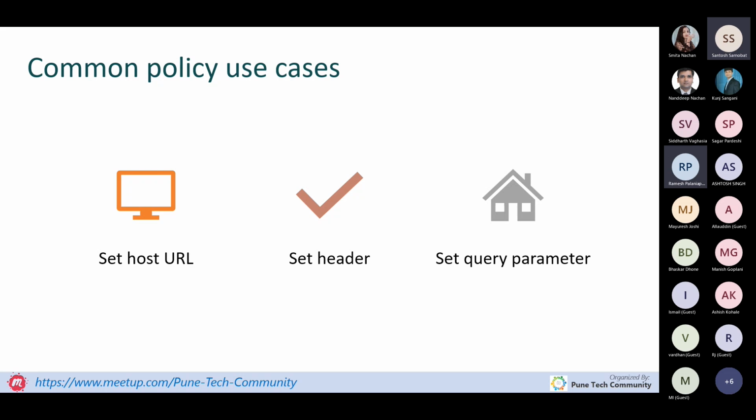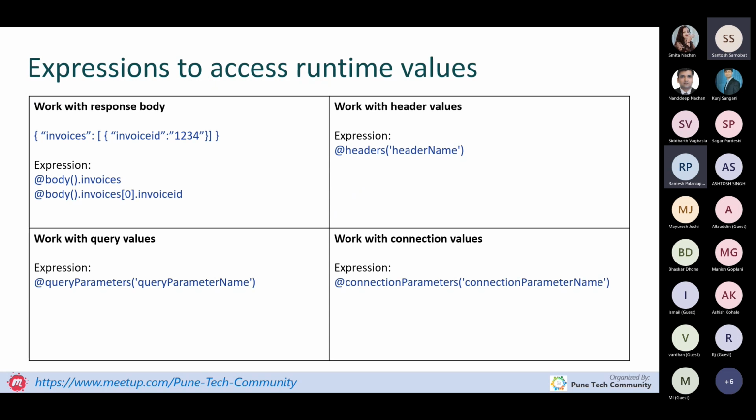The last one is set query parameter, used for handling default values if necessary, when the maker does not configure one. For example, if an API requires a top parameter for how many records to return, by using a policy you could set a default value to be used if the maker does not configure one.